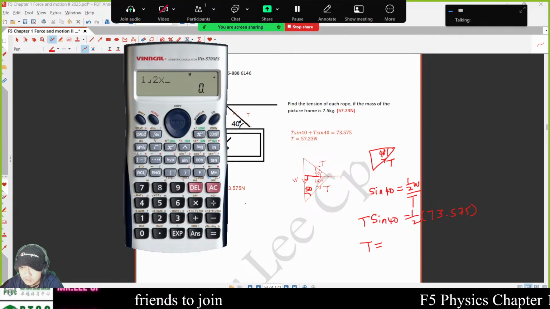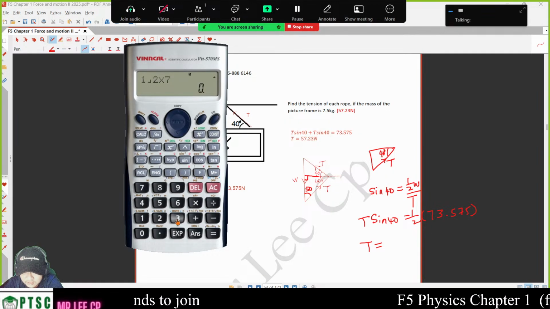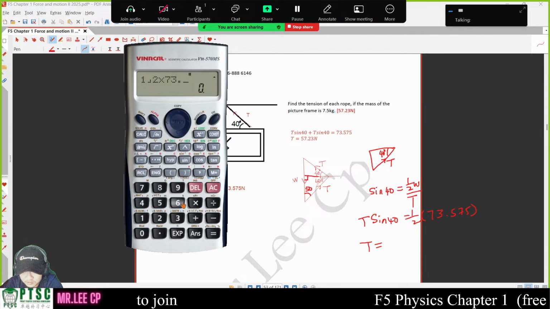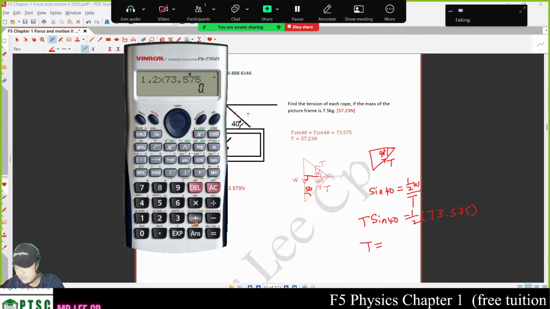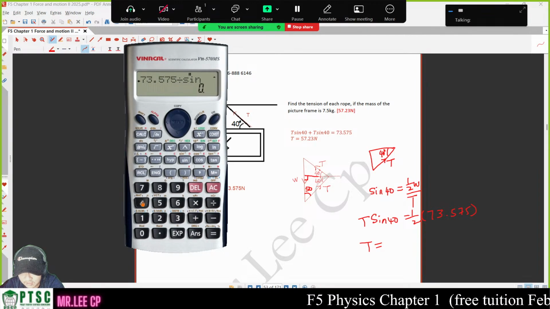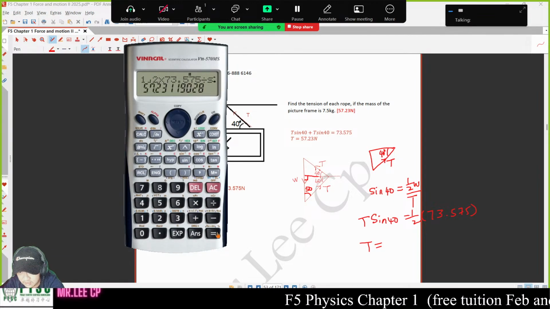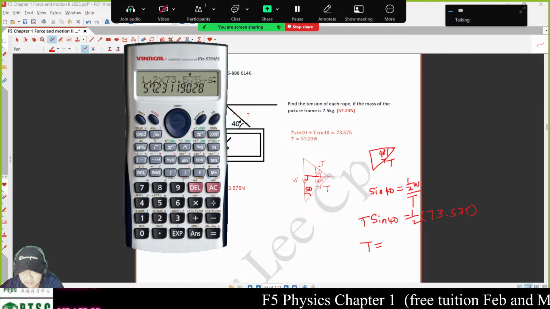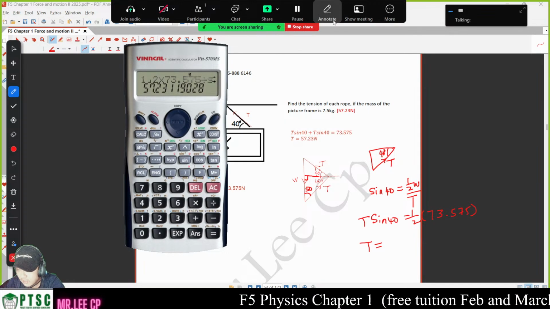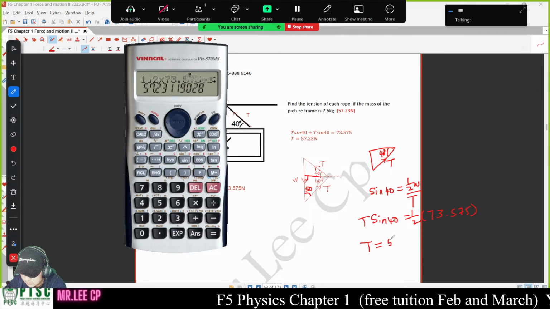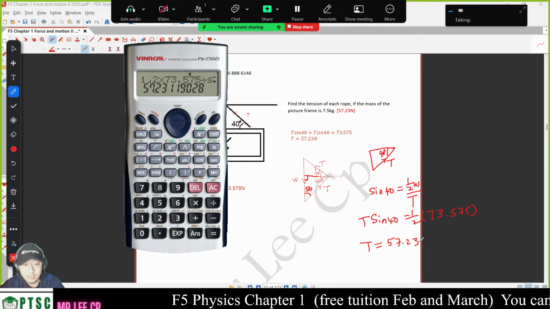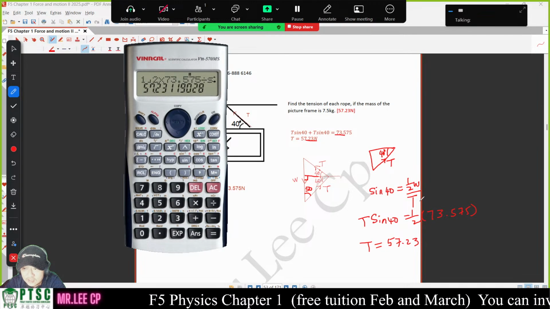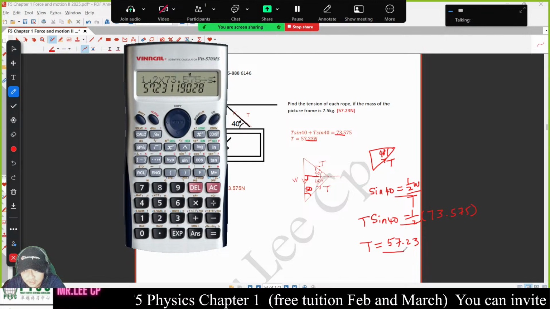Yeah, okay. 73. They come from the same principle. Divided by sine 40. Right, that's my answer, 57.23. So the answer is 57.23. Okay. So is this one easier or this one easier? What do you think?